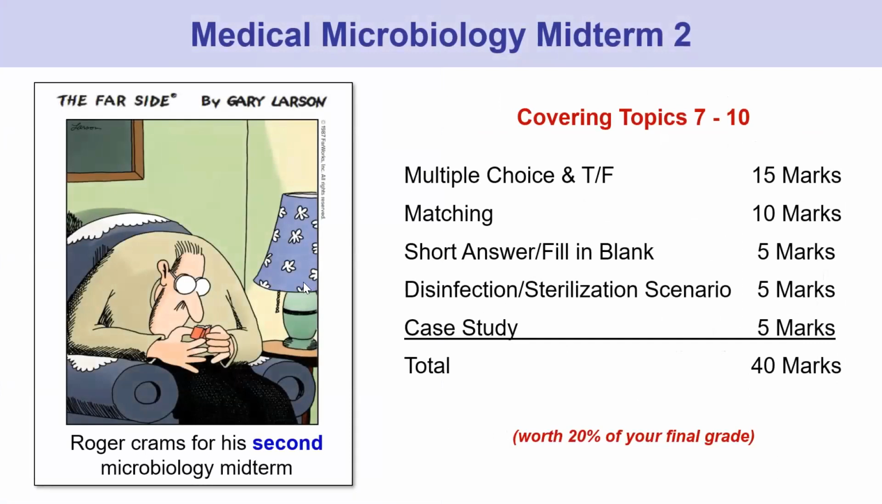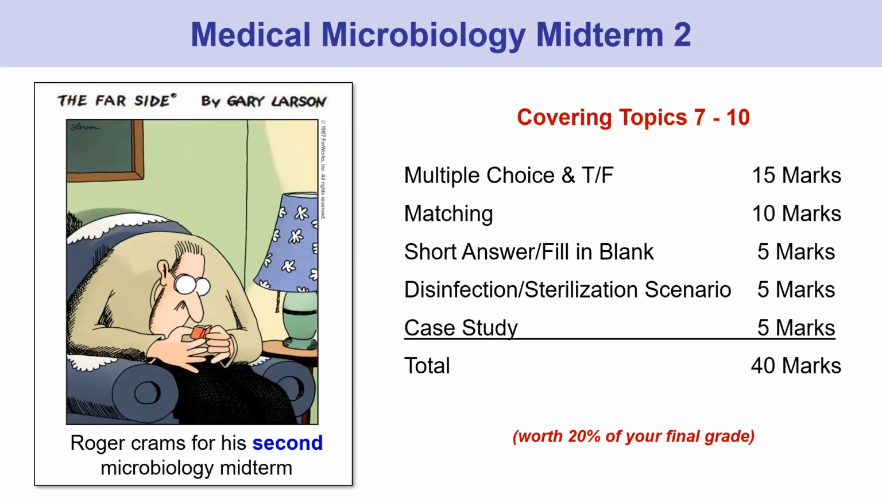This is going to cover topics 7 to 10. It doesn't mean you can completely ignore topics 1 to 6. It's just assumed that you've studied topics 1 to 6 for midterm 1, and that we can now comfortably talk about, at this stage, there should be nobody asking what a virus is versus a bacterium or anything like that.